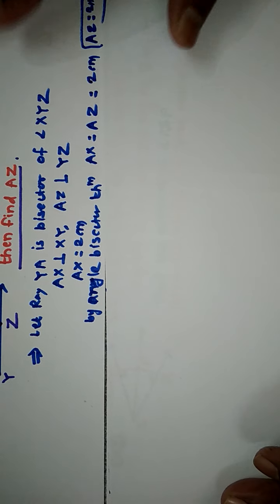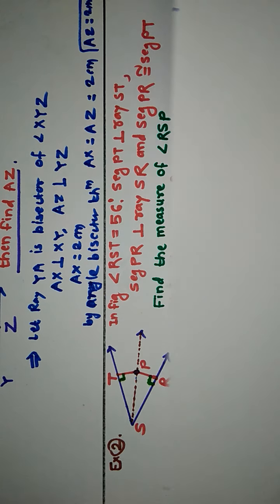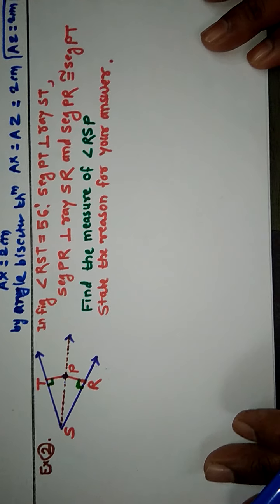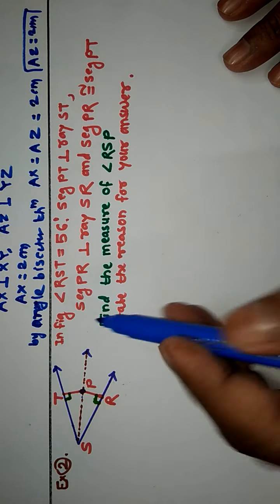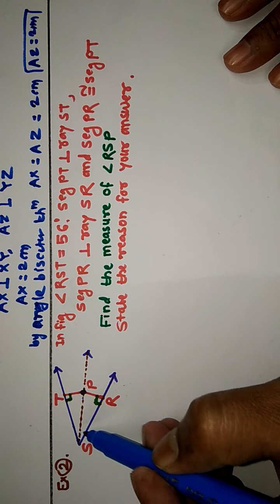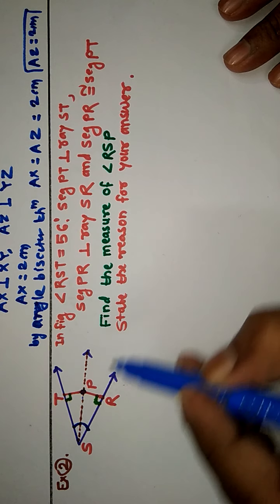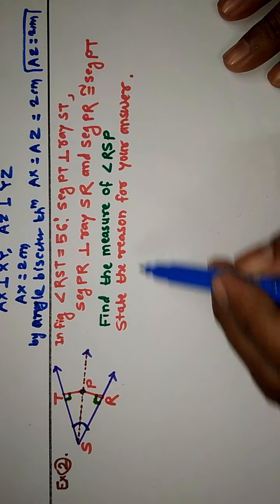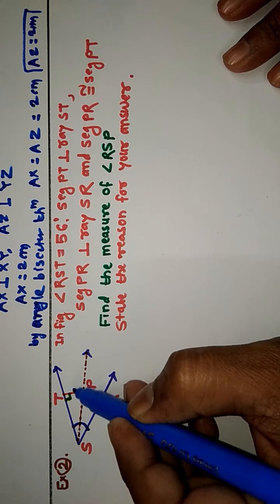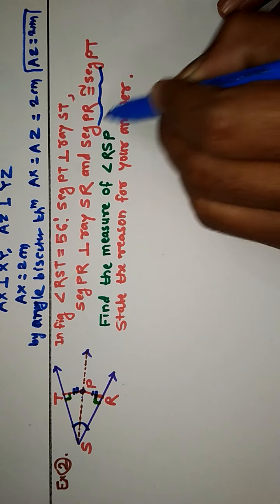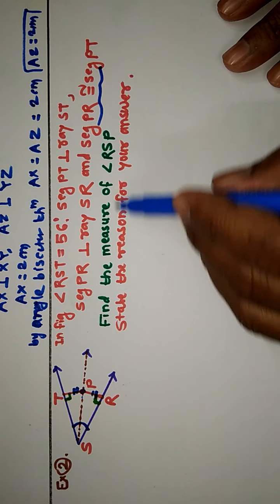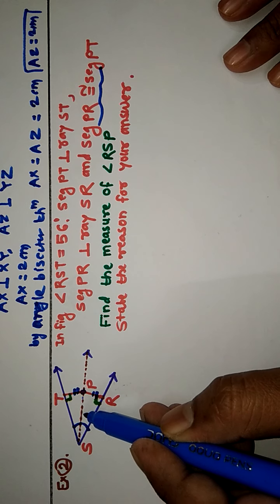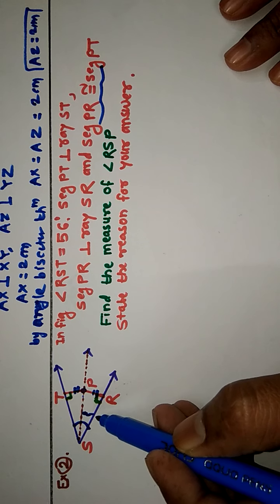This was example number 1. Now see example number 2. See in this example, triangle RST, this angle is 56 degree, and we draw PT and PR on the respective sides. Also remember that PT is congruent to PR, this part is given, and our aim is to find RSP, the measurement of this angle.